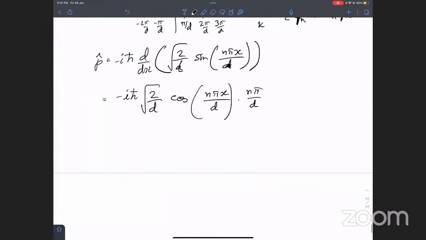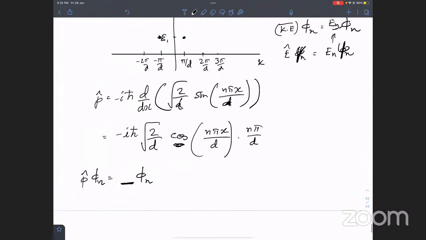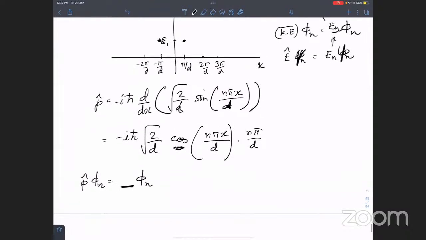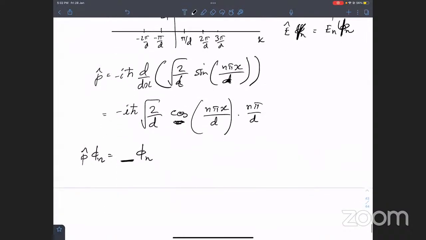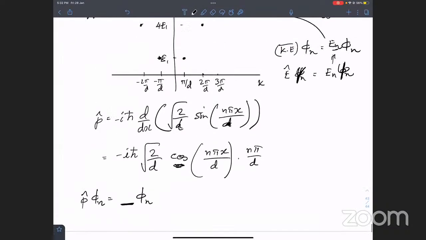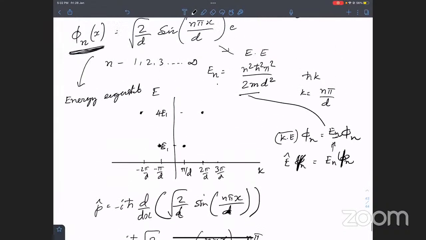And what have we done here? We have basically done p times phi n. And if it was indeed an eigenstate of the momentum operator, I should have got some scalar multiplied by phi n. But no, I get cos here, right? See, my original function was a sine, I get a cos. So this is not an eigenstate of the momentum operator, right?